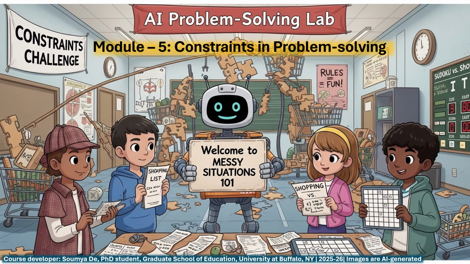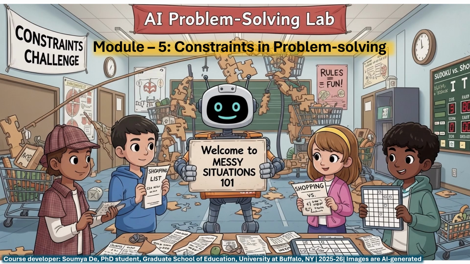Welcome to Basics for AI Module 5, Constraints in Problem Solving. Ever played a game where you had to follow rules like no running in the house or no cheating in tag? Or maybe you have tried to pick the best snacks at the store without spending all your pocket money? That's what constraints are all about.